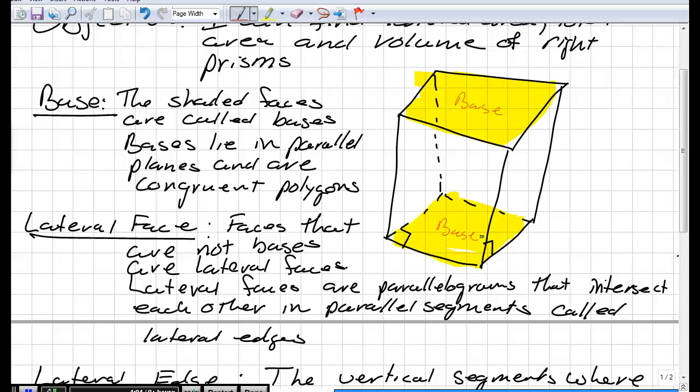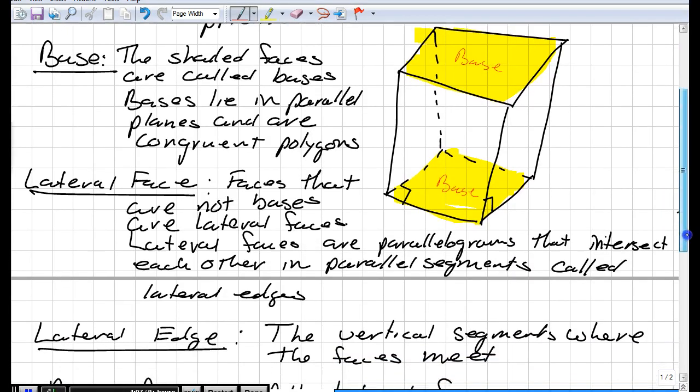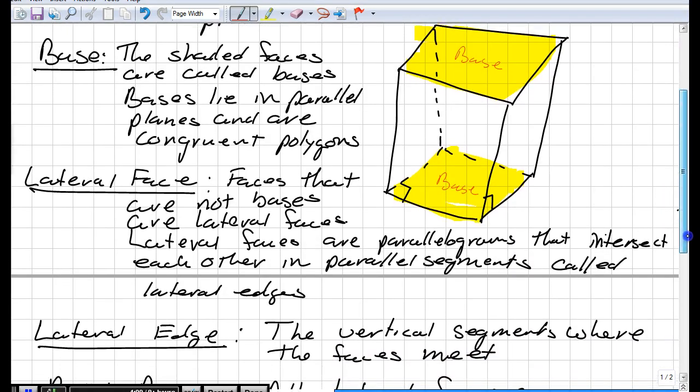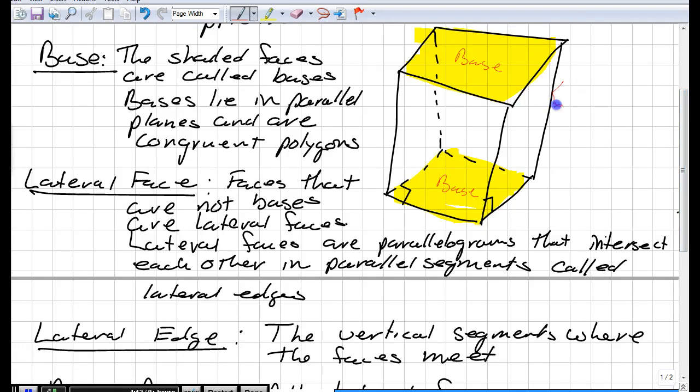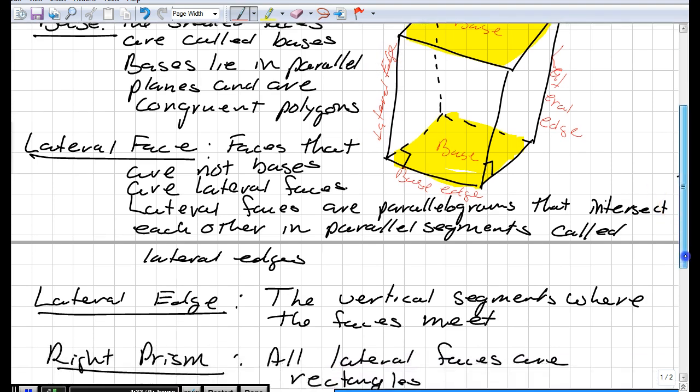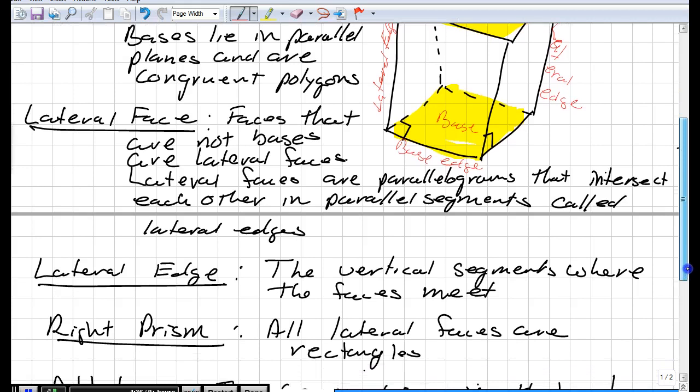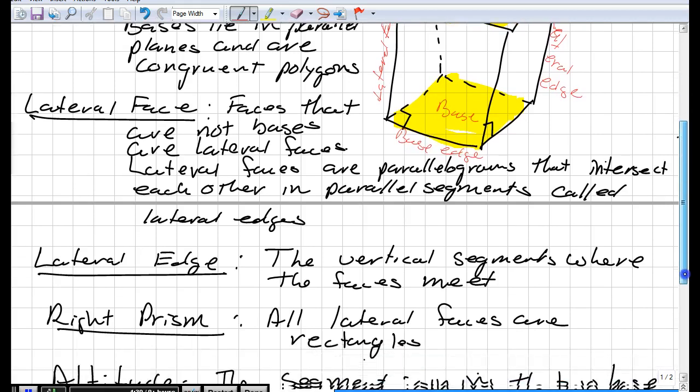And they always intersect each other in what we normally call, we just say the edge or corner. In geometry, we call those the lateral edge. So this is a lateral edge, and this would be a base edge, okay? And notice that this is also a lateral edge, okay? A right prism, all the lateral faces are rectangles, okay?